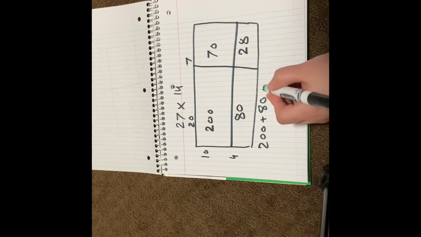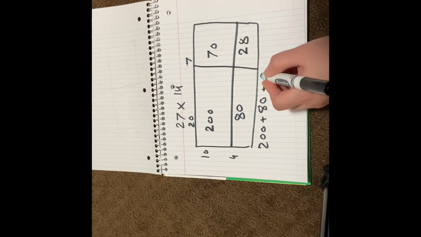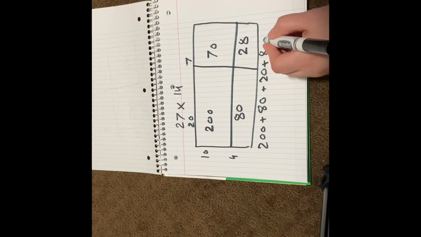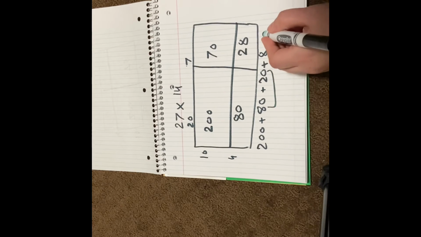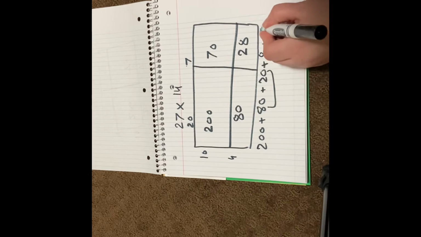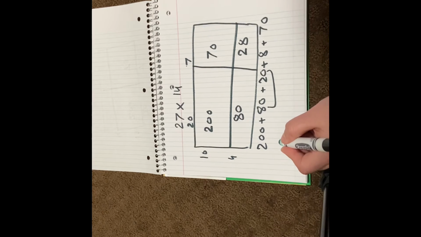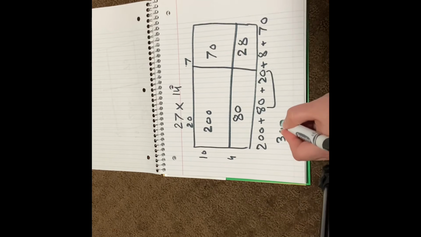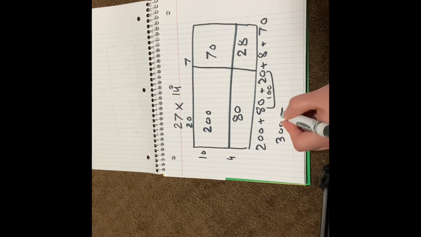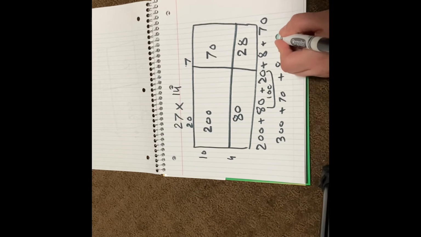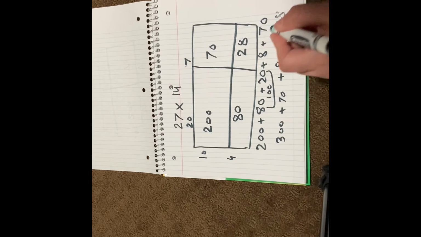Now I'm calculating, so 200 plus 80. I'm going to use the 28 by making a 100 and here the 70. So we have here 300 plus 70 plus 8, which gives us 378.